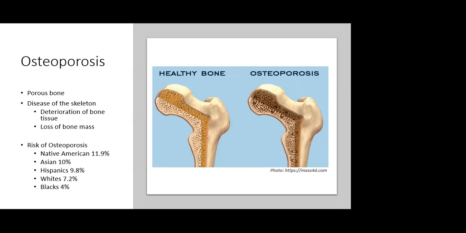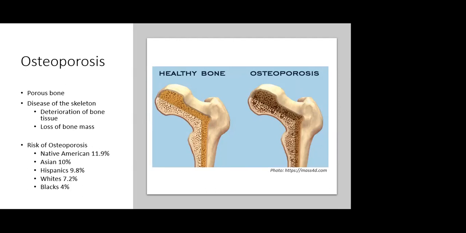Osteoporosis is a disease of the skeleton shown to be the deterioration of bone tissue, which leads to the loss of bone mass. In the graphic, you see two bones, a healthy bone and an osteoporotic bone. The osteoporotic bone shows trabecular thinning. You can see the darker circles or the dark space within the osteoporotic bone, which is basically the thinning of the bones.